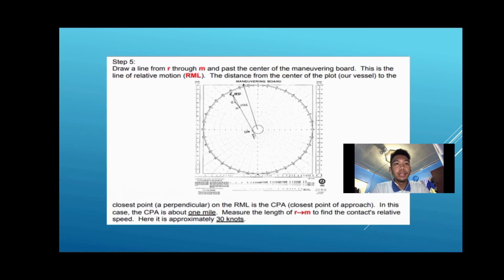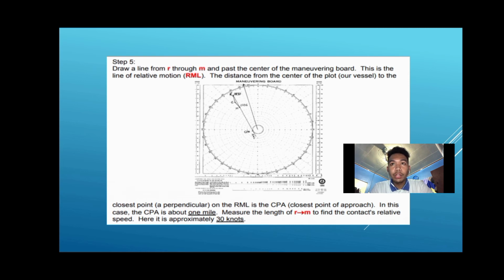For step number 5, draw a line from R through the M and past the center of the maneuvering board. This is the line of relative motion, or the RML. First, we will draw a line from R to M and then pass to the center of the maneuvering board. So as we can see, there's the line now.